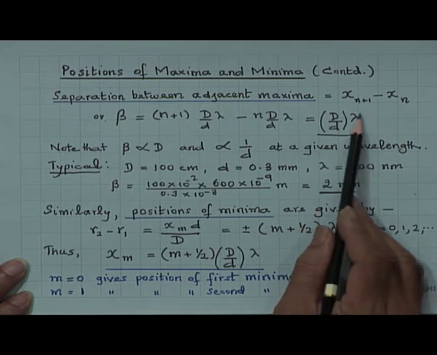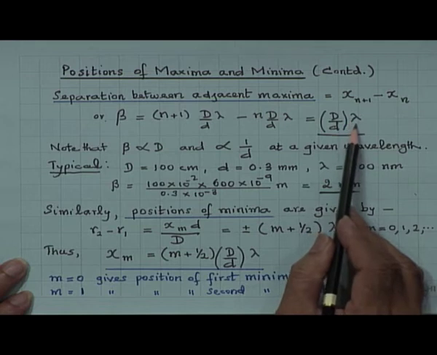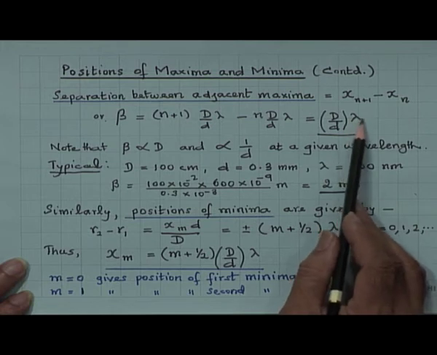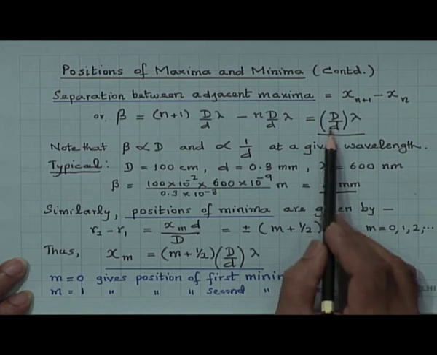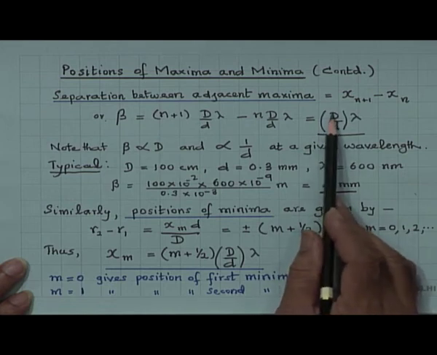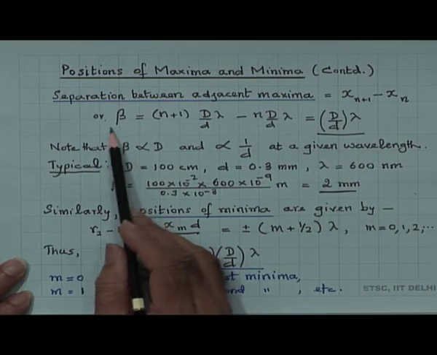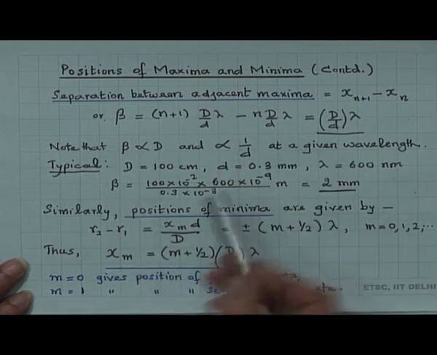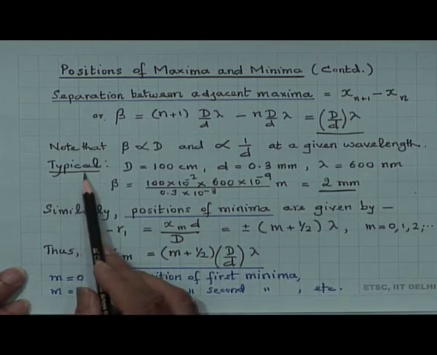That is why, although it is multiplied by lambda, which is a very small number, maybe 600 nanometer, 500 nanometer, however, if it is multiplied by a large ratio, that is by making D large and small d small, we can have significant separation beta. We will discuss this with more numbers, but let me take a typical number here.